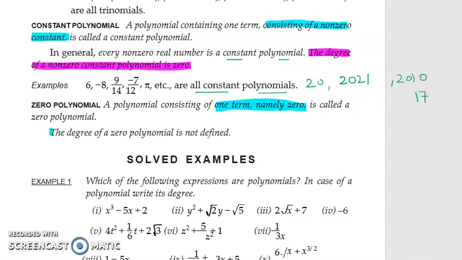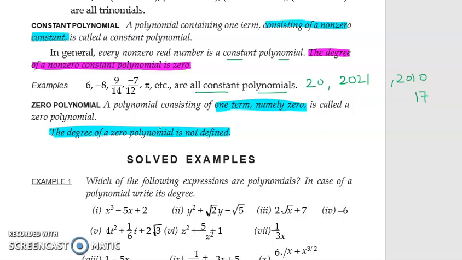Another important thing: the degree of a zero polynomial is not defined. There was a question in maths olympiads on this. You should know this, students. That is why I highlighted it. The degree of a zero polynomial is not defined. So if options are 1, 2, 3, or not defined, what is the degree of the zero polynomial? Not defined. You should keep this in mind.